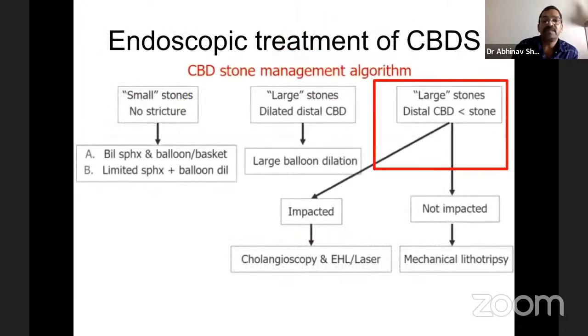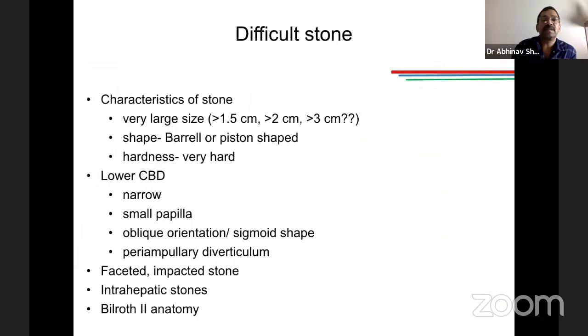So there is a need to redefine large stone. The problem comes when stone is large, but lower CBD is smaller than the size of the stone. In these cases, we need to go further. We need either cholangioscopy or we need mechanical lithotripsy kind of equipment. So before embarking on this, we should understand what is a difficult stone.